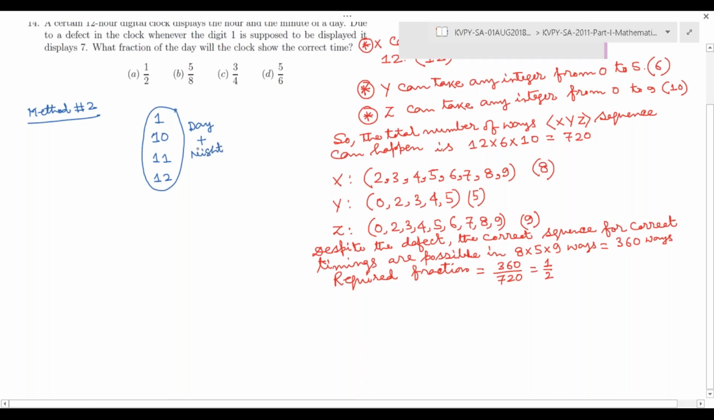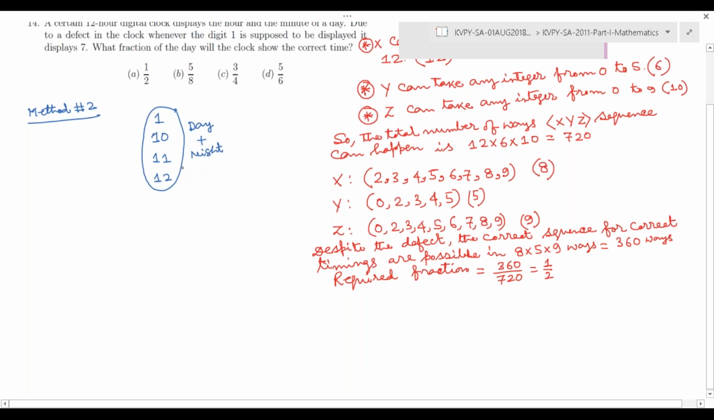As it is happening for both day and night, what is the total hours? 8 hours, correct? For 1 it is 1 hour, for 10 it is 1 hour, for 11 it is 1 hour, for 12 it is 1 hour, in both day and night. So it becomes 8 hours. Out of these 24 hours, those 8 hours will show the wrong time due to the hour hand. That means it will show the correct timing for 16 hours, correct?